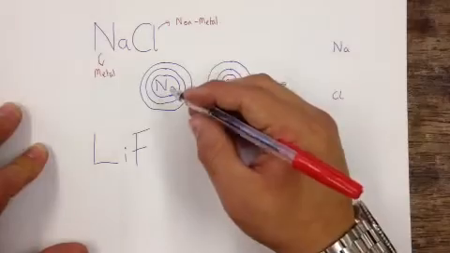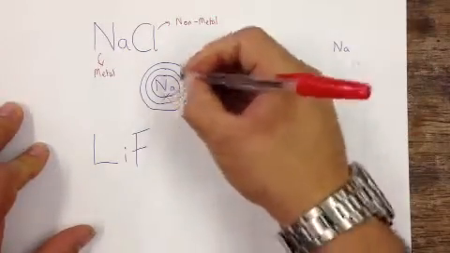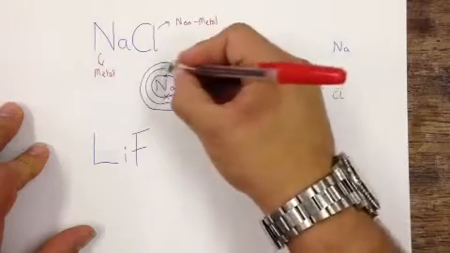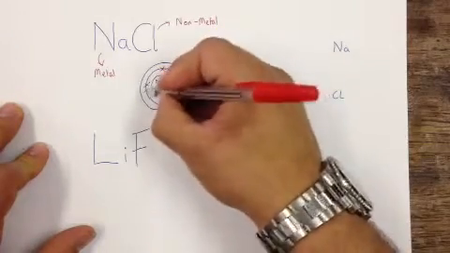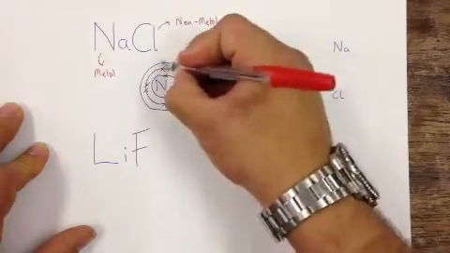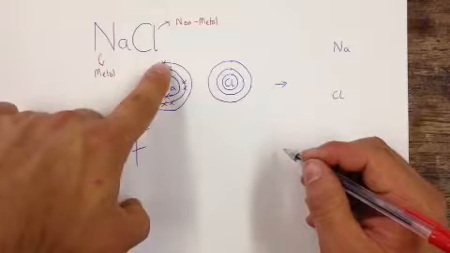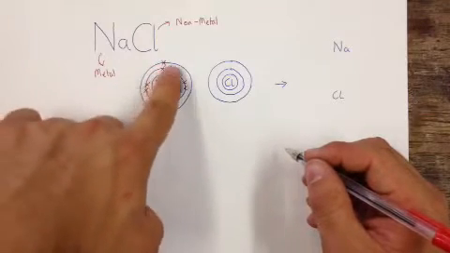So sodium, if you look on a periodic table, has 11 electrons, so 2 go into the first shell, and then 8 go into the second shell, and then there is 1 remaining electron on the outer shell. Now it's easier for sodium to lose that electron than it is for it to gain 7 others.